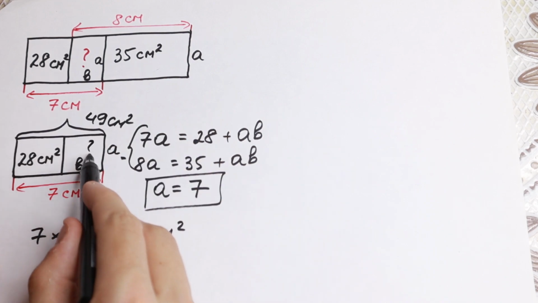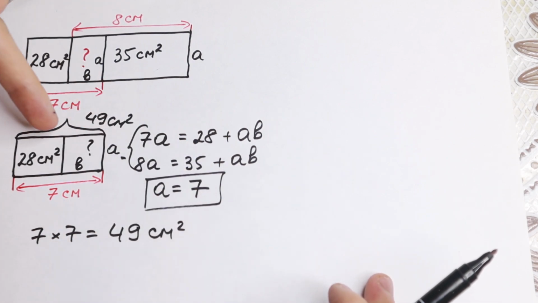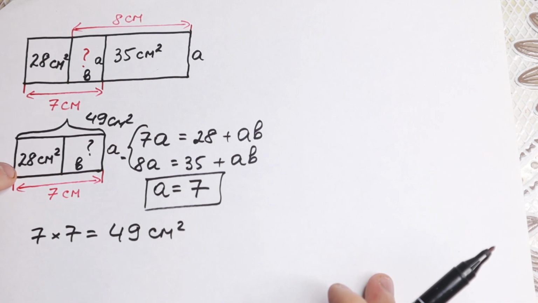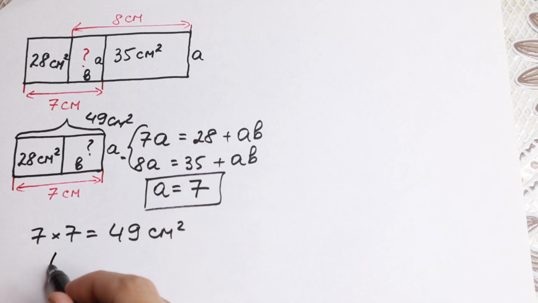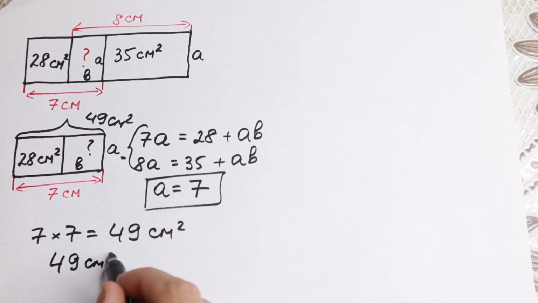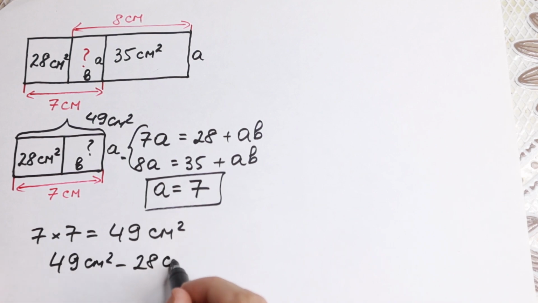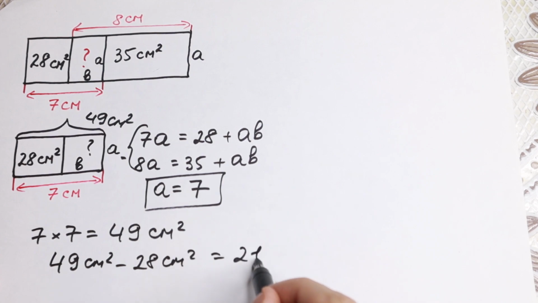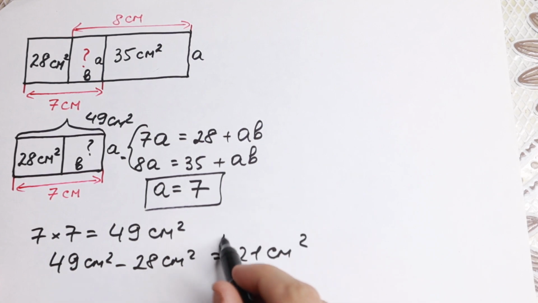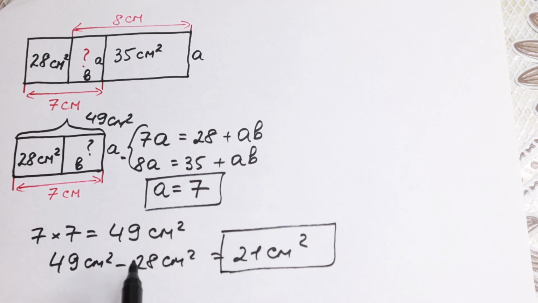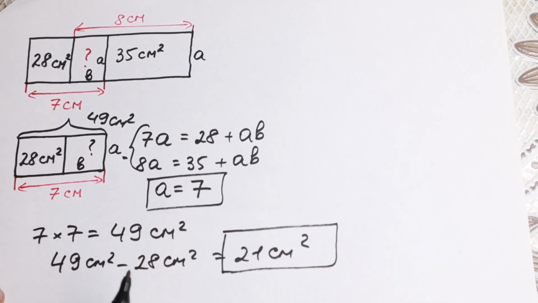But what about this part? How can we find this? Of course, if the whole area equals 49, if we subtract one of these parts, 28, we will have this area. So what will we have as a result? 49 centimeters squared minus 28 centimeters squared, we will have 21 centimeters squared, and this is our answer. This is the area of this rectangle inside.